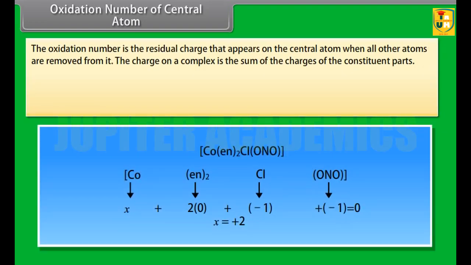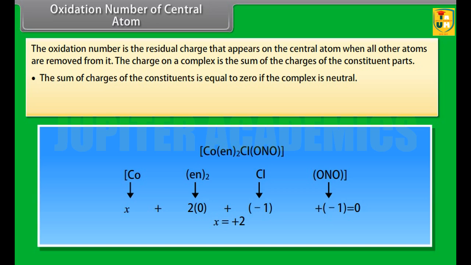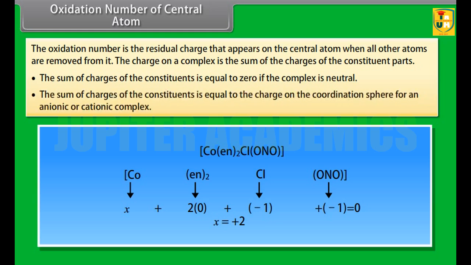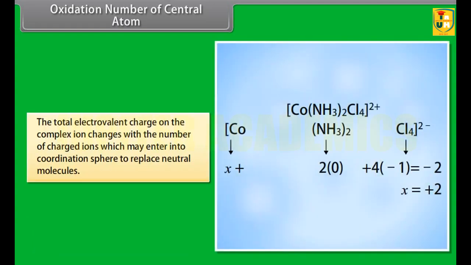Oxidation number of the central atom. The oxidation number is the residual charge that appears on the central atom when all other atoms are removed from it. The charge on a complex is the sum of the charges of the constituent parts. The sum of charges of the constituents is equal to 0 if the complex is neutral. The sum of charges of the constituents is equal to the charge on the coordination sphere for an anionic or cationic complex. The total electrovalent charge on the complex ion changes with the number of charged ions which may enter into the coordination sphere to replace neutral molecules.